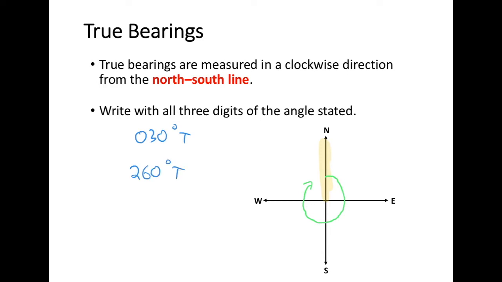So let's have a look at an example of how we can use true bearings to help us draw a diagram and to answer a word question. So in the example, a boat travels a distance of 5 kilometers from P to Q in the direction of 35 degrees true north. And we want to calculate how far east P is from Q, how far northeast P is from Q, and what is the true bearing from P back to Q.